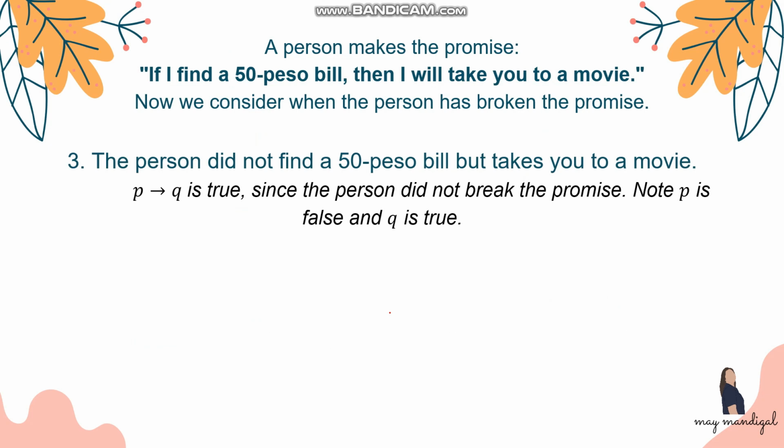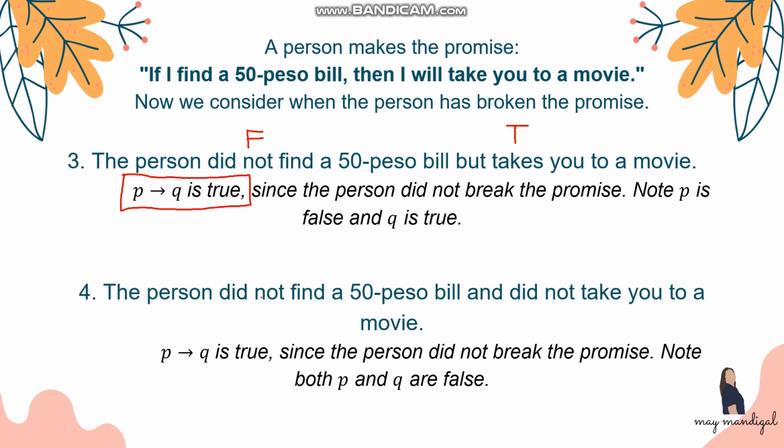Okay? Next, the person did not find a 50 peso bill but takes you to a movie. So here, the antecedent is now false because the person was not able to find a 50 peso bill. But that person takes you to the movie anyway. So the consequent is true. Since the person did not break the promise, that means our implication, or the conditional statement, is true. So it is true even though the antecedent is false, because the corresponding consequent is true. That makes our implication true as well.